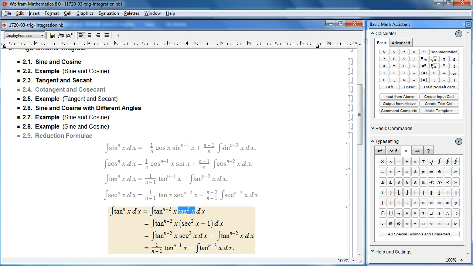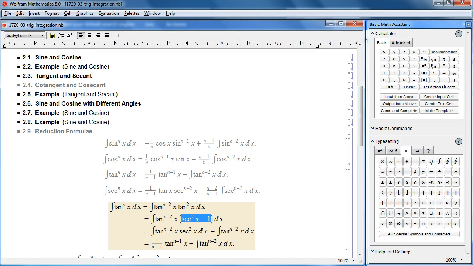And this tangent squared can be rewritten as secant squared minus 1 by the Pythagorean identity. Break up the parenthesis, and what do we have? We have the first integral given by tangent to a certain power times secant squared. And secant squared makes our life much easier because that's going to be absorbed by dy if I take y as tangent. And this one, we have a little bit simpler integral, tangent to the n minus second power.